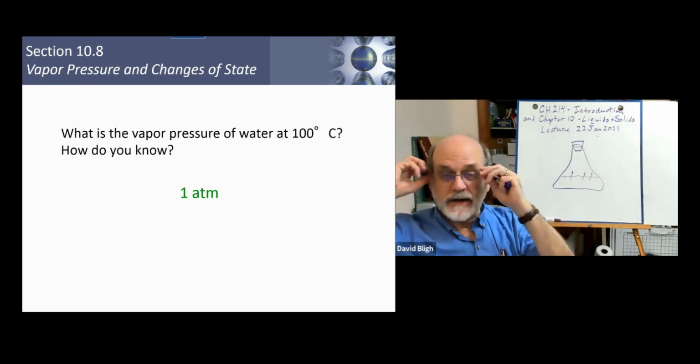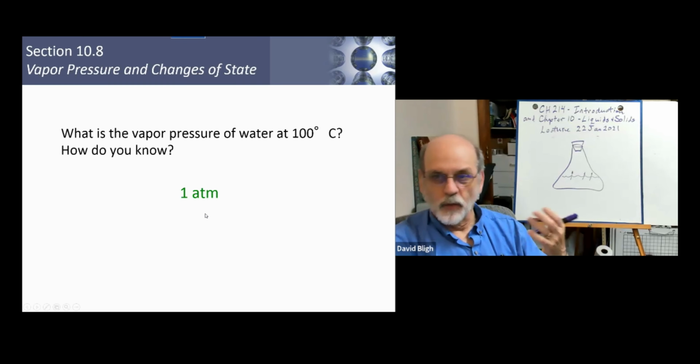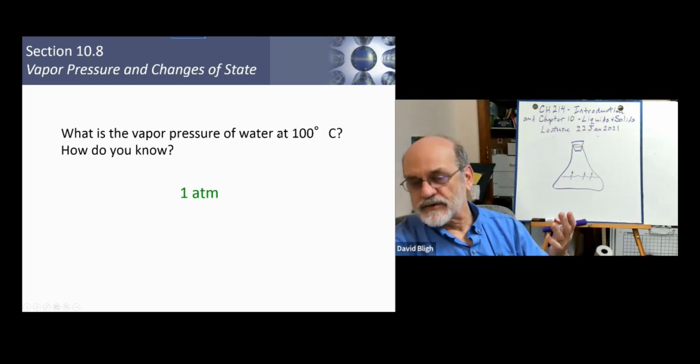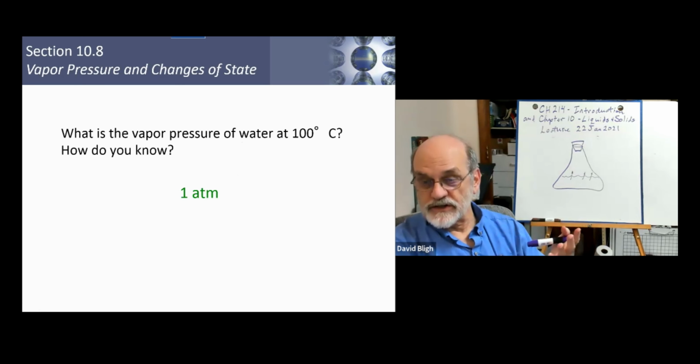Now, if we put water in a vacuum and decreased the headspace pressure to a fraction of an atmosphere, say 1/100th of an atmosphere, then the vapor pressure would be that, but the temperature would also be less until it reached equilibrium.